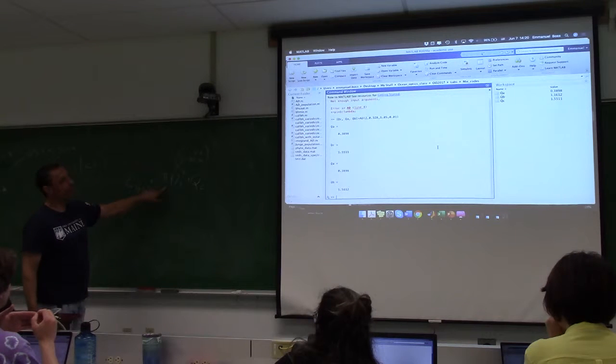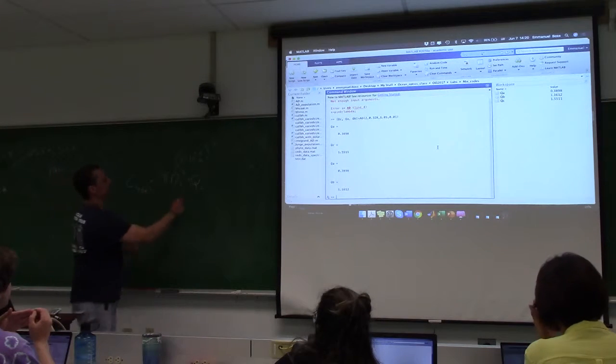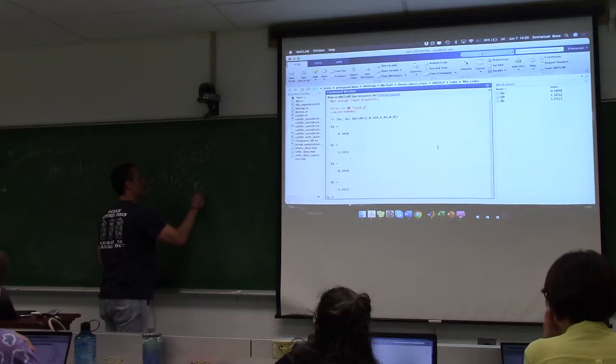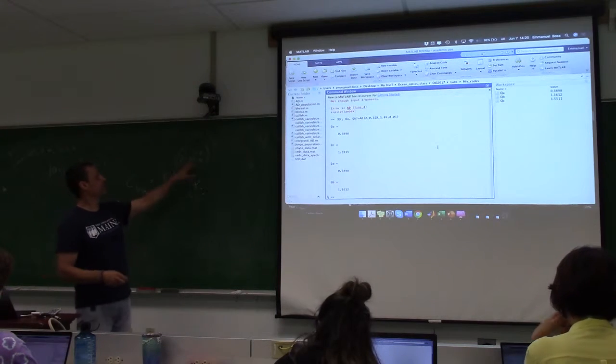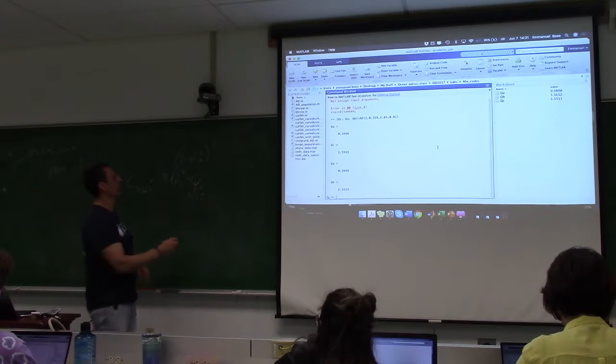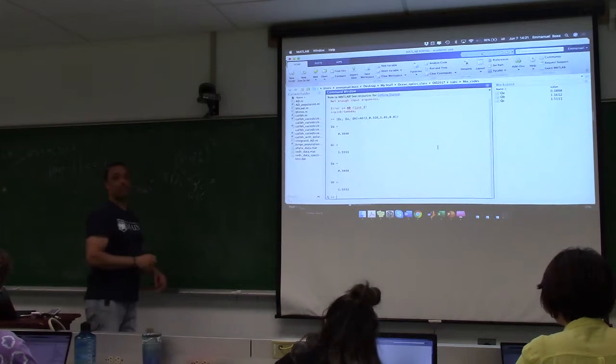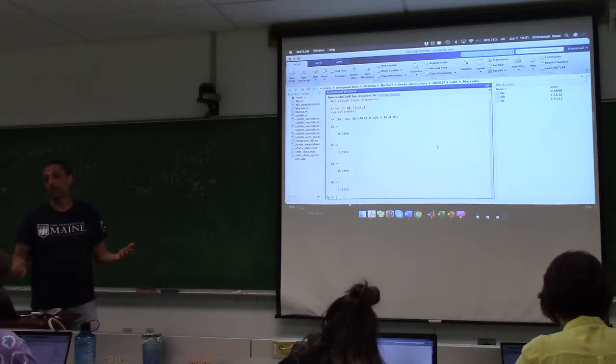Can somebody do it? Pi times 1.55 times 2 times 10 to the minus 6 meters, squared. What do you get? It's going to be in units of meters squared.